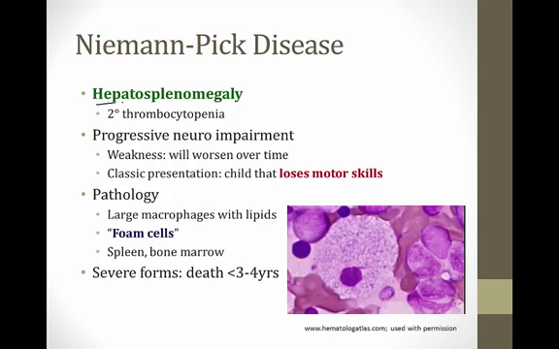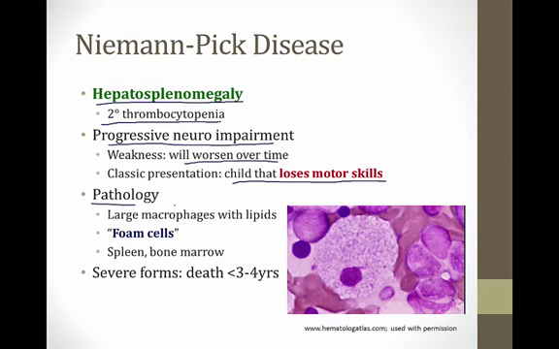Niemann-Pick disease can result in hepatosplenomegaly just like Gaucher's disease, and because of the enlarged spleen, secondary thrombocytopenia can potentially develop and lead to bruising and bleeding. In addition, there is progressive neuroimpairment, so it will start slowly and worsen over time as the sphingolipids accumulate. And one of the classic ways for this to present is a child that was previously well but begins to lose motor skills that they had previously appeared to master.